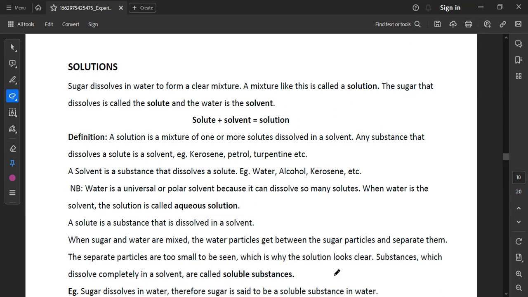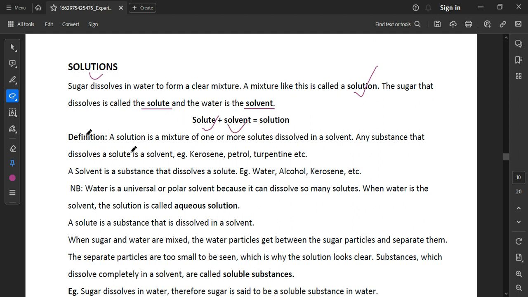This is part 2 of the series on experimental techniques. So let's start with solutions. Sugar dissolves in water to form a clear mixture. A mixture like this is called a solution. The sugar that dissolves is called a solute and the water is the solvent. So a solute plus a solvent gives us a solution.